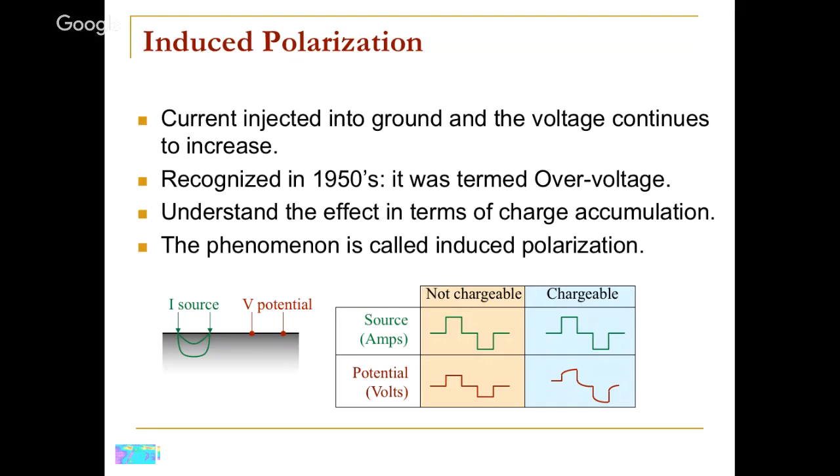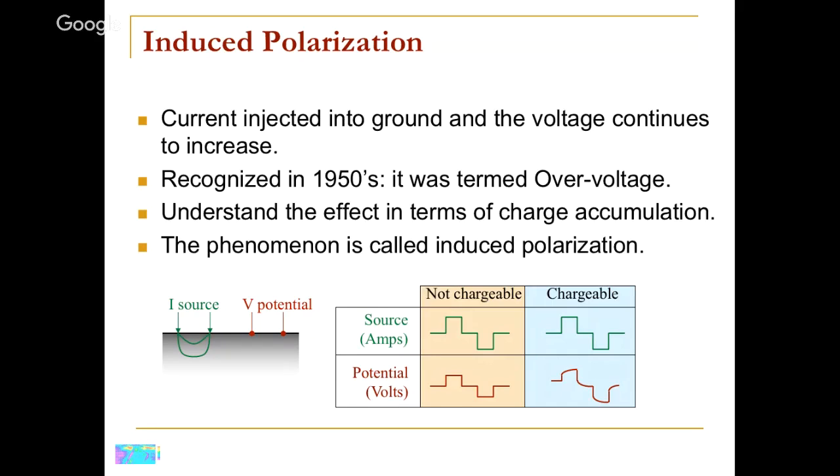But they did refer to it as something. They called it over voltage. And the reason it's called over voltage is that you end up with a higher voltage here than you would when the ground was like this. So the question is, what is actually causing this?